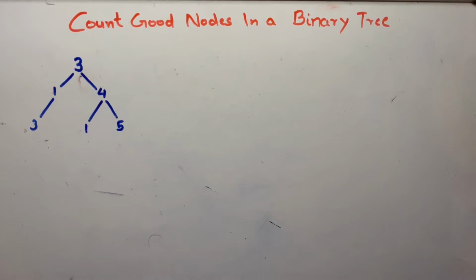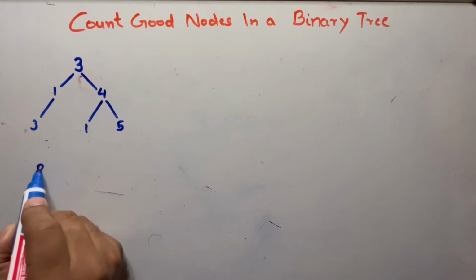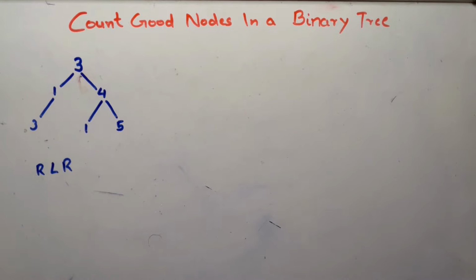So friends, let's try to understand this question, that is count good nodes in a binary tree. So friends, this is a binary tree that is given to us with the root as 3. And we have to find the good nodes in the binary tree. And friends, the approach that we will be taking will be pre-order traversal. Pre-order traversal is root, then left, and then right. So this is our pre-order traversal.